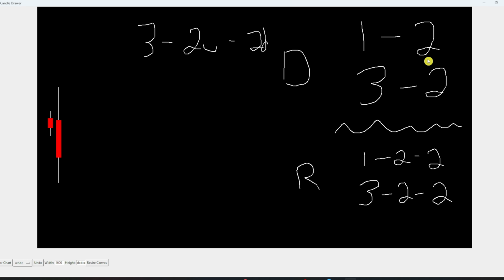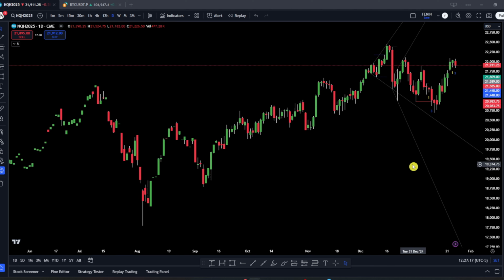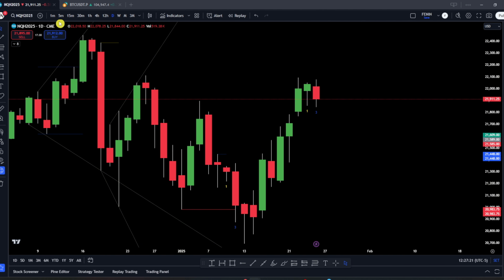So that's what a 1, 2 and a 3, 2 is. And again, that's what a 1, 2, 2 and a 3, 2, 2 is. 1, 2 and 3, 2 are directional. 1, 2, 2 and 3, 2, 2 are reversal plays. A little tip when you're going out there looking for these combinations: you can't be trading these combinations on lower time frames, especially like the 1 minute, for example.